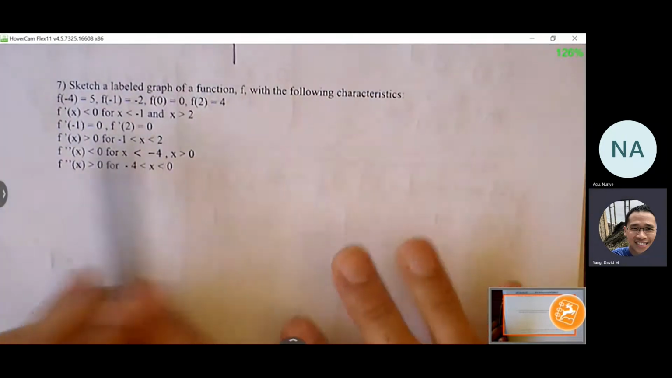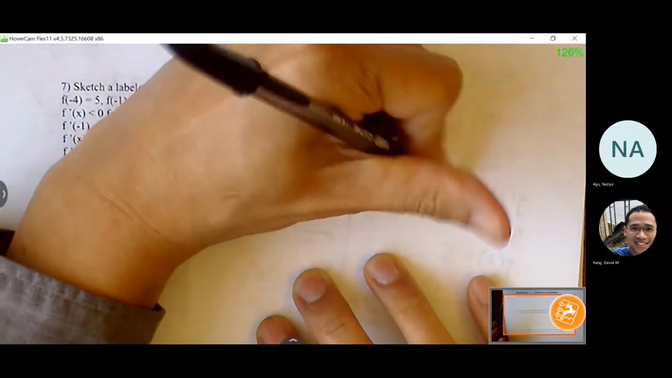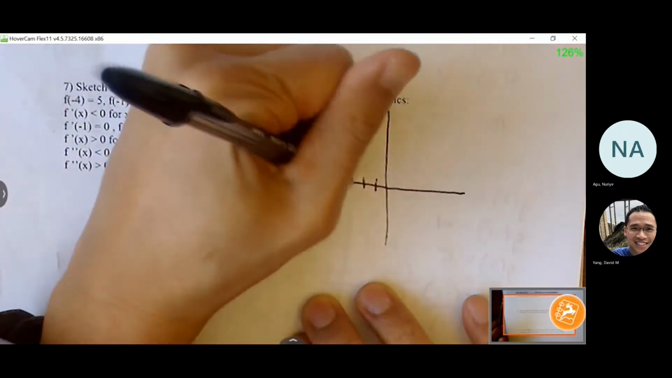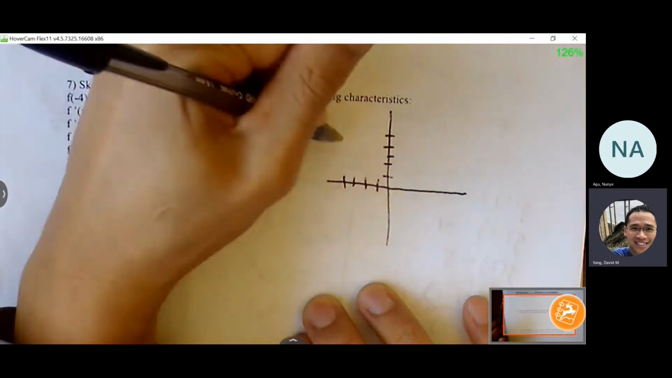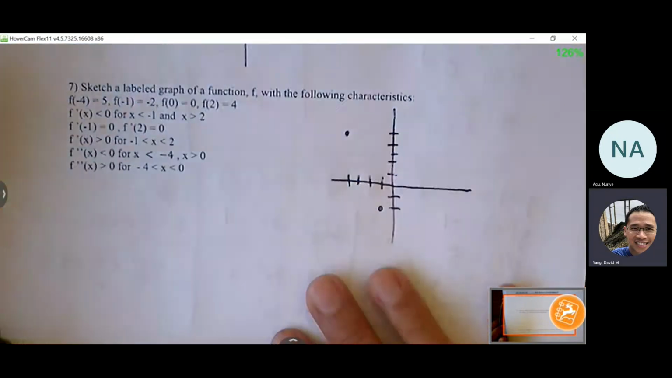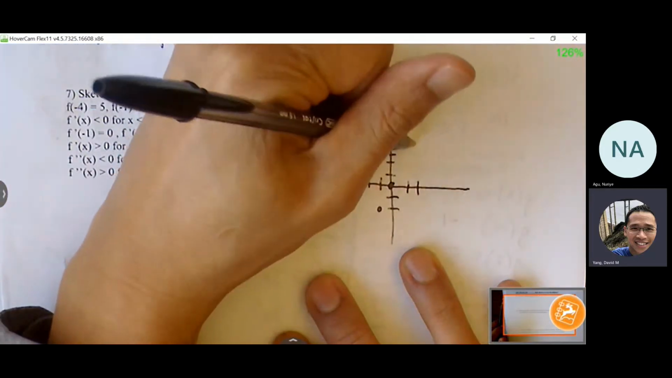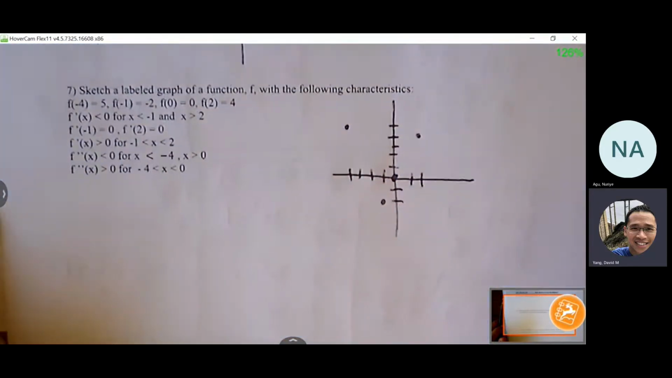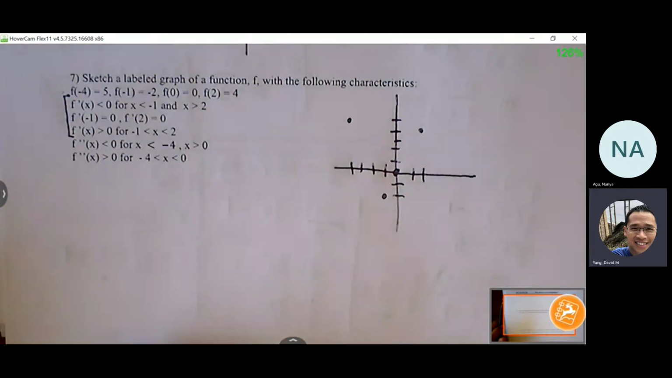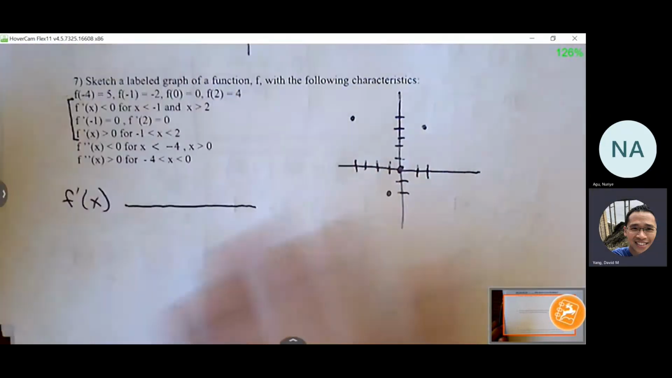Okay, we're going to plot ordered pairs. Get the easy stuff out of the way. Negative 4, 5. Negative 1, negative 2. 0, 0, 2, 4. Okay. I have 3 statements involving slope sine lines, so I'm going to put that onto a sine line first.